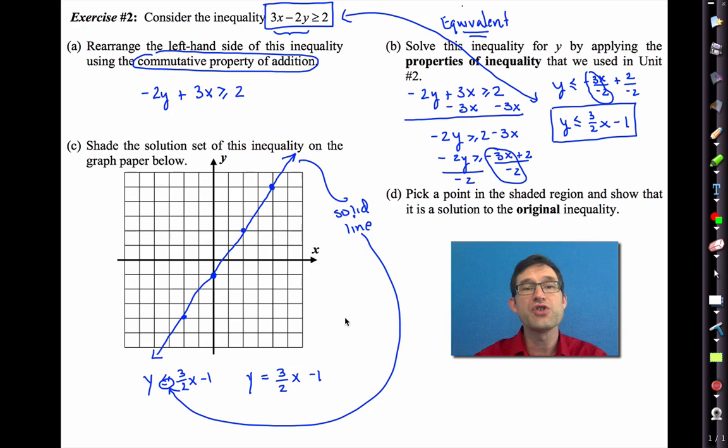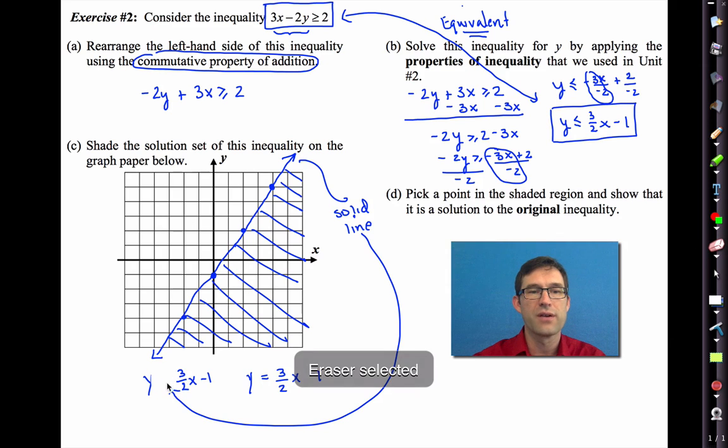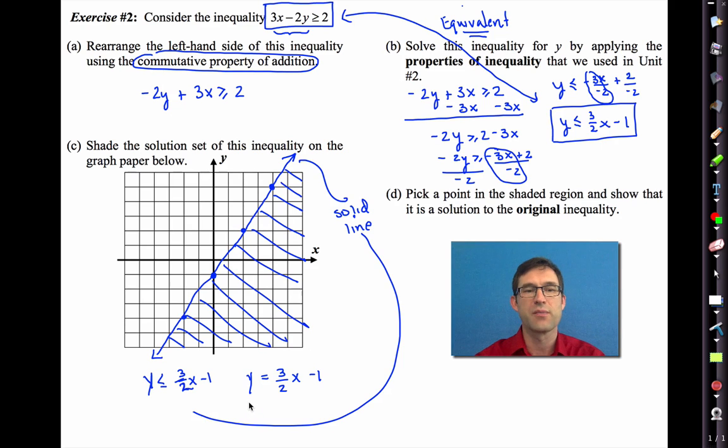Now the key is, where should we shade? Well, we could pick a point on either side and test it, but because it's less than, we should shade below. Now you might say to yourself, well, wait a second, Mr. Weiler, wait a second, that says greater than. Ah, but the inequality that we're graphing right now, and it's a little bit hard to see, so let me rewrite it. We transformed that inequality into y is less than or equal to 3/2 x minus 1.